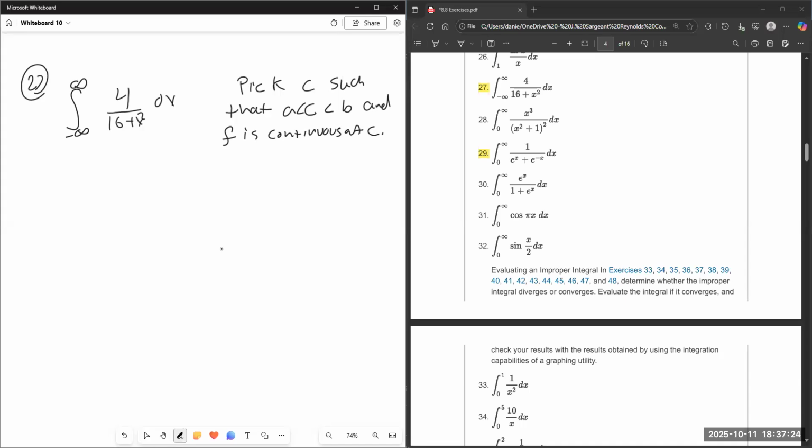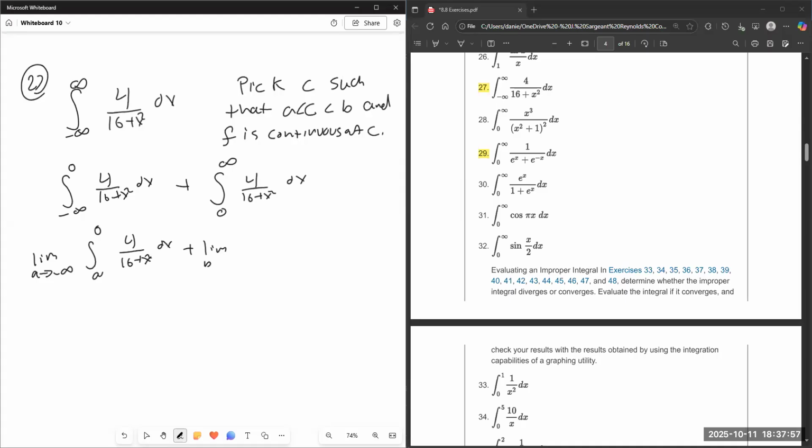Okay, so I'm just going to pick negative infinity to 0. And you may remember this property of intervals here, that we can split intervals up like so. And then I want limit as a goes to negative infinity of a to 0, 4 over 16 plus x squared dx, plus limit as b goes to infinity, 0 to b, 4 over 16 plus x squared dx.